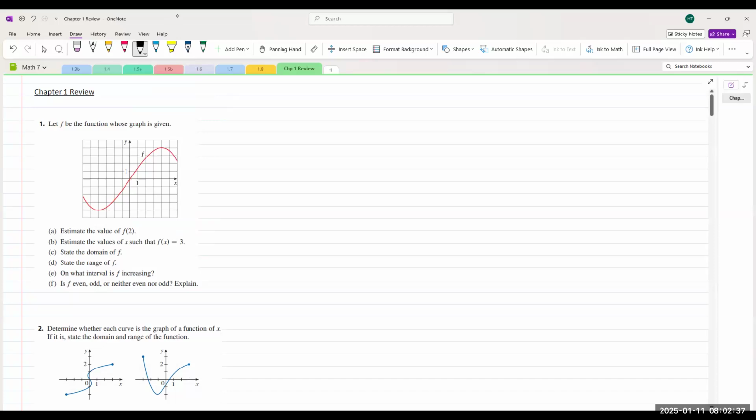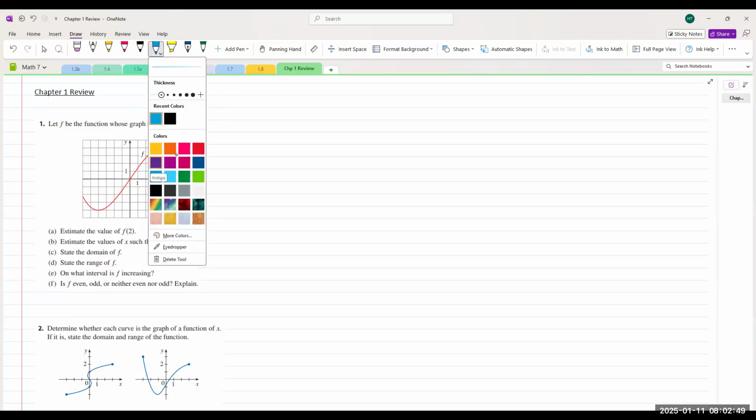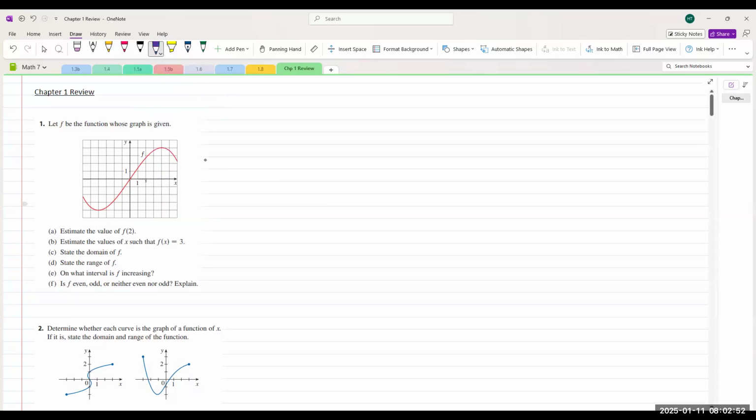Number 1, let f be a function whose graph is given. Estimate the value of f(2). Let me use a slightly different color. So if 2 is here, then the y is approximately 2 point something, but it's not 3, right? It's not 3. So for part a, f(2) is approximately 2.7. Okay, maybe 2.6, maybe 2.7, but from the graph I think it's more like 2.7. But if you say 2.6, it's okay.